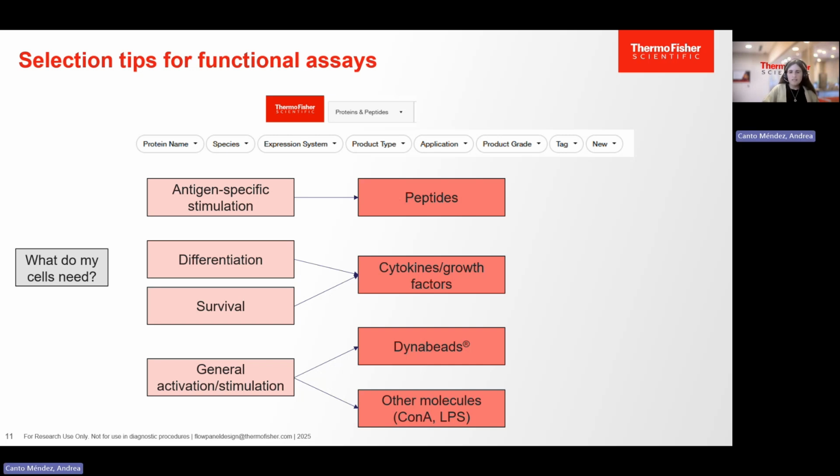In this case, if we're interested in peptides, cytokines, or growth factors, we can go to the Thermo Fisher Scientific webpage, and at the top of the screen, you will see this little filtering option where you can select proteins and peptides. This will trigger another filtering layer where you can filter through the protein name, the species, the expression system you're interested in, the product type, application, and others. So here you can be ready to select your cytokine or growth factor of preference, and also any peptides you might be interested in for more antigen-specific experiments.